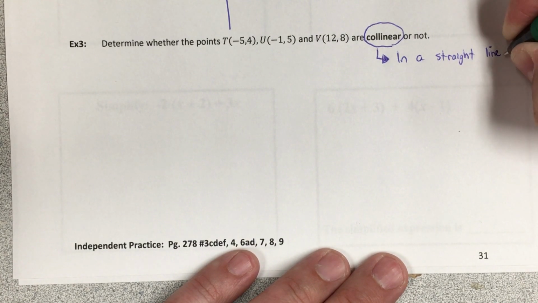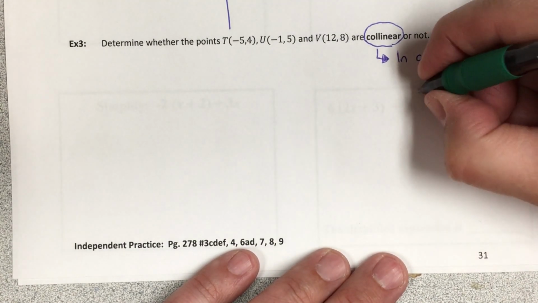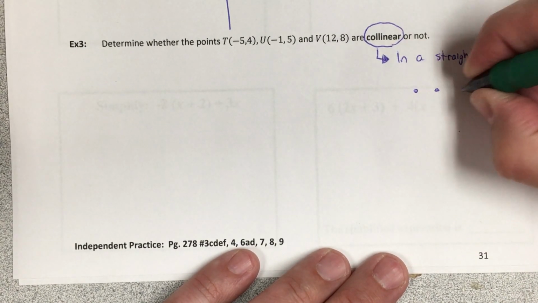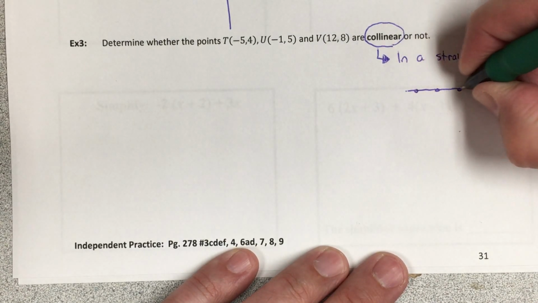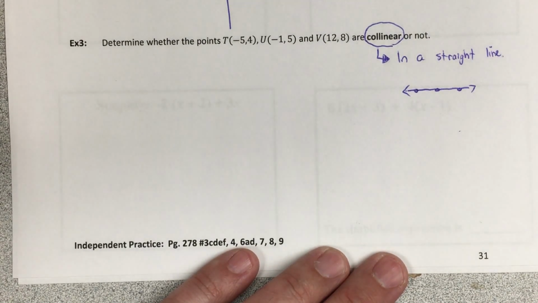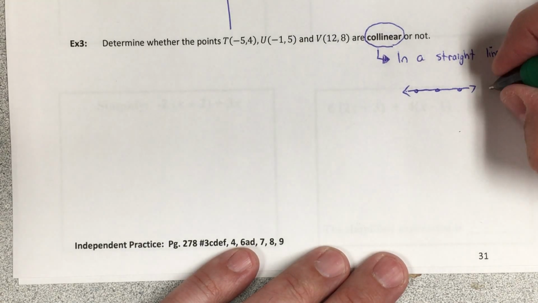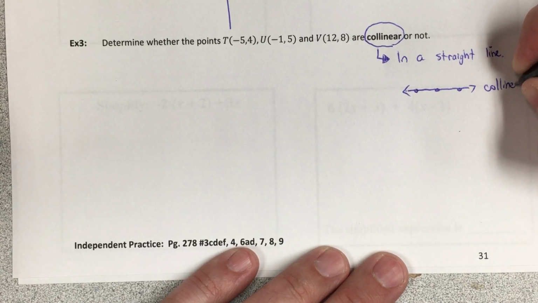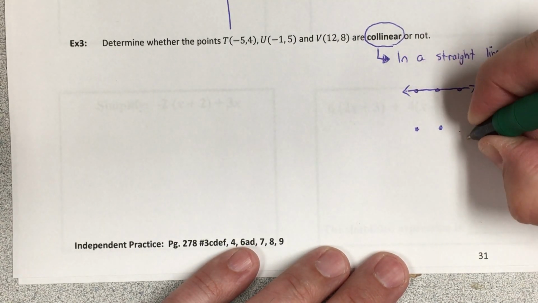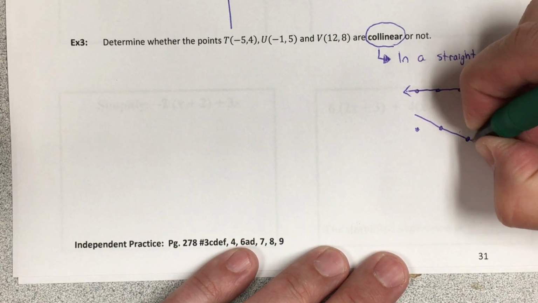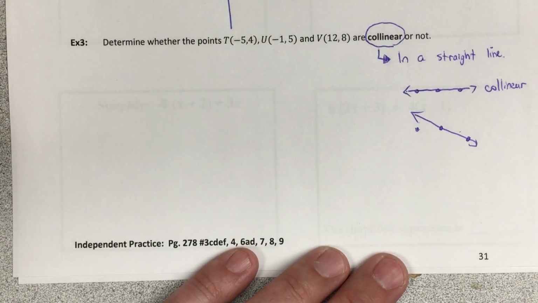I'll give you some examples here. So 1, 2, 3. These are collinear because they make a straight line. It'd be better if I had a ruler, but I don't. So collinear. If they're not collinear, they don't make a straight line. So like those 3 points are not collinear.